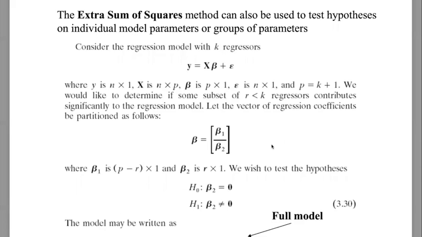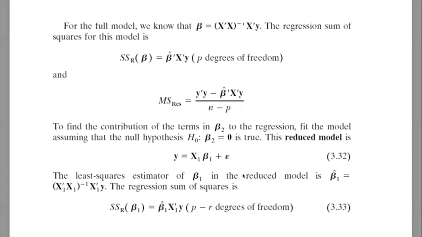Now, let me go back up one slide. If the beta 2 vector is 0, in other words, if that null hypothesis is true, then the product of x2 times beta 2 is going to be 0. And so the model simplifies to this reduced model. Now, what we need to do next is to estimate beta 1 given this reduced model. Well, we know how to do that because this is just another multiple regression model, and so we can apply what we already know to estimating beta 1 in this reduced model.